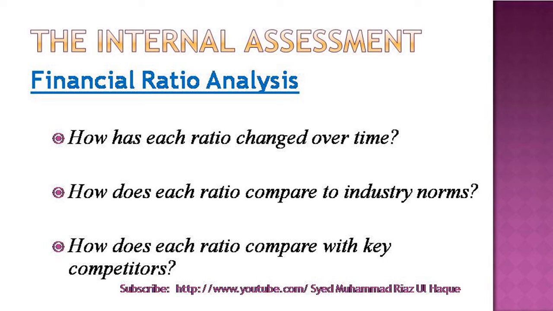For example, grocery companies such as Kroger have a high inventory turnover, whereas automobile dealerships have a lower turnover. Therefore, comparison of a firm's ratio within its particular industry can be essential in determining its strengths and or weaknesses. And the last question that we should ask to analyze the ratios is: how does each ratio compare with the key competitors?